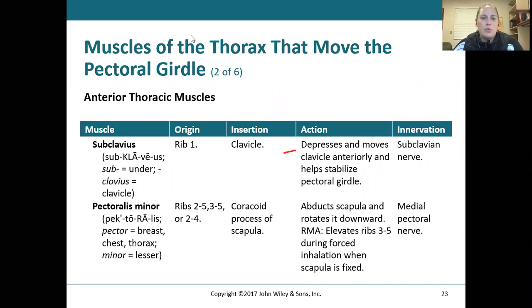And then we have the pectoralis minor, origin ribs 3 through 5, or 2 through 4. The insertion is the coracoid process of the scapula. The action is that it abducts the scapula, rotates it downward, and elevates ribs 3 to 5 during forced inhalation when the scapula is fixed. Its innervation is the medial pectoral nerve.